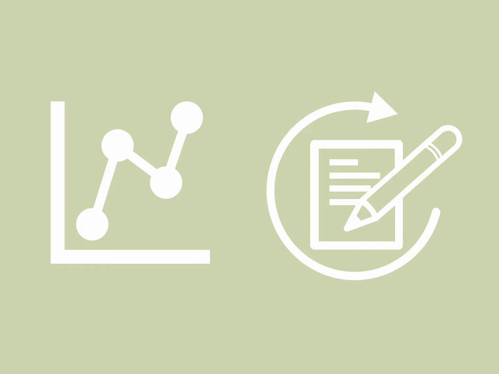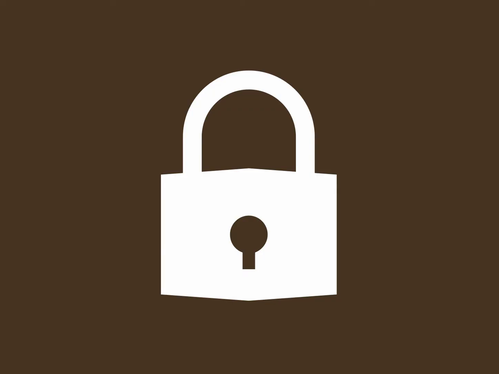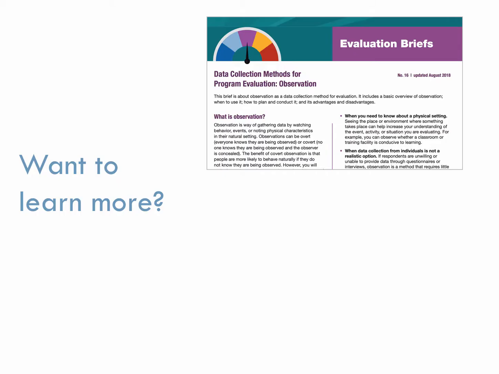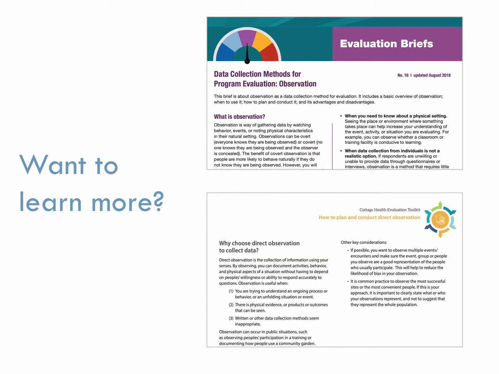Once your observations are complete, your final step is to ensure that your data are securely stored and ready for analysis. To learn more about conducting observations, you can consult an evaluation brief from the Centers for Disease Control and a resource from the Cottage Health Evaluation Toolkit. While both of these focus on evaluation of health-related programs, the information they provide about conducting observations is very relevant to evaluation in libraries.